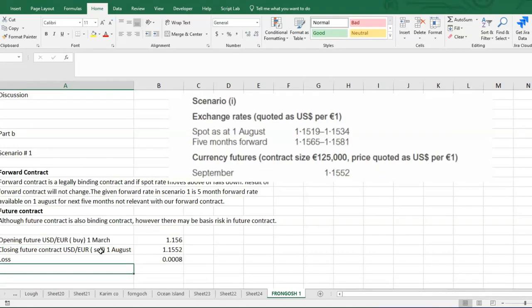Okay, guys, please tell me. Obviously, whenever we do the future contract, then what do we do? We do the transaction on spot contract, right? What is the spot on 1st August?